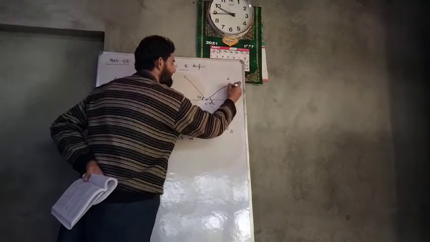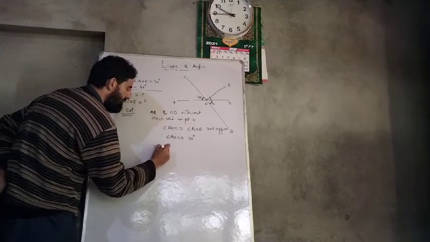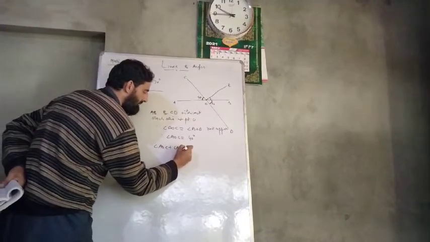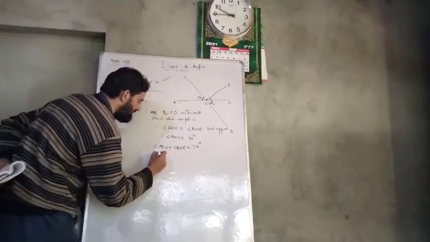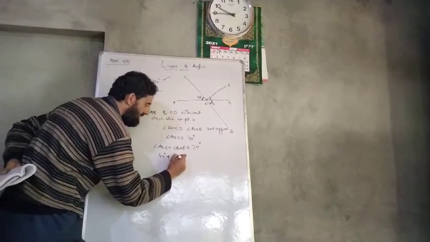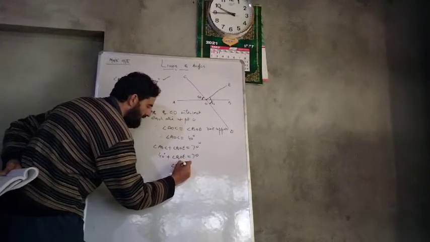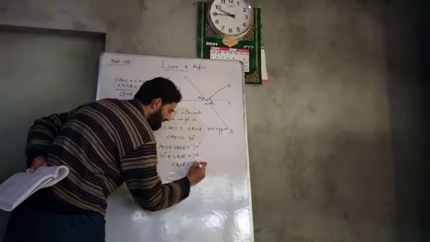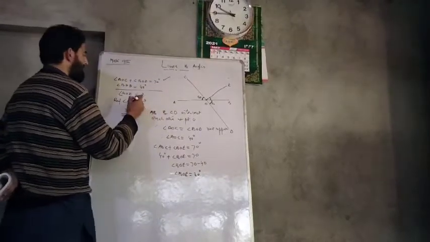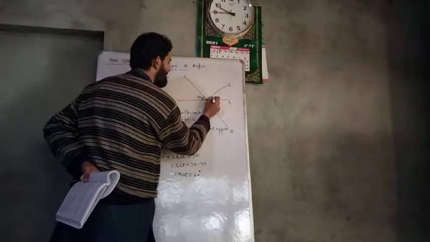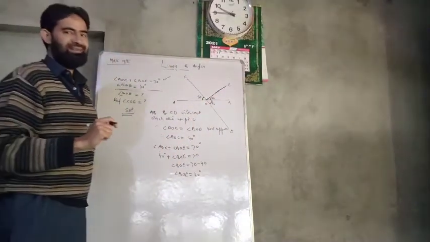Now see, another ray stands here. Now this angle plus this angle: it is given that angle AOC plus angle BOE is equal to 70 degrees. Now AOC, we found, is 40 degrees, plus angle BOE is equivalent to 70 degrees. Therefore, angle BOE is equal to 70 minus 40. So angle BOE is equal to 30 degrees. So our first requirement is fulfilled.